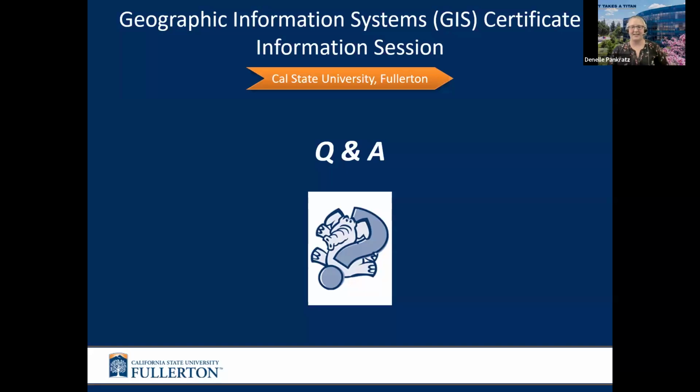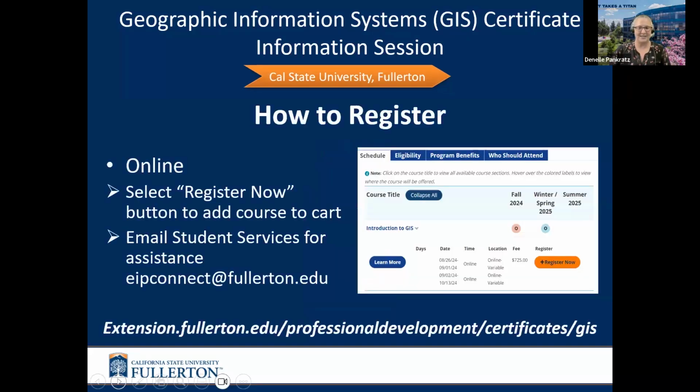So I think we can move on to the next slide because we are receiving some questions about enrollment. So let's cover that. This is how you would register. We have a website called Extension, and this is the professional development program. You can see the link provided down below, extension.fullerton.edu/professional development/certificates/GIS, and I'll put that in the chat right now so that everyone has it available.